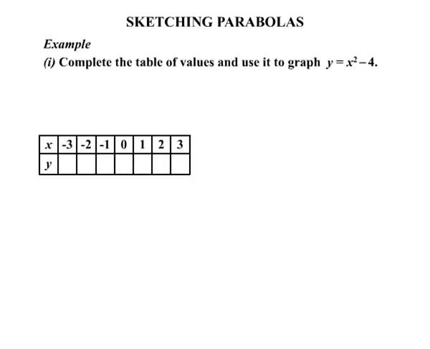Example now. We are asked to complete the table of values and use it to graph y equals x squared minus 4. So let's write down the equation y equals x squared minus 4. We're going to complete this table. So our first value of x is minus 3. We substitute that back into the equation, so minus 3 squared. That becomes positive 9. And then 9 minus 4 is 5.